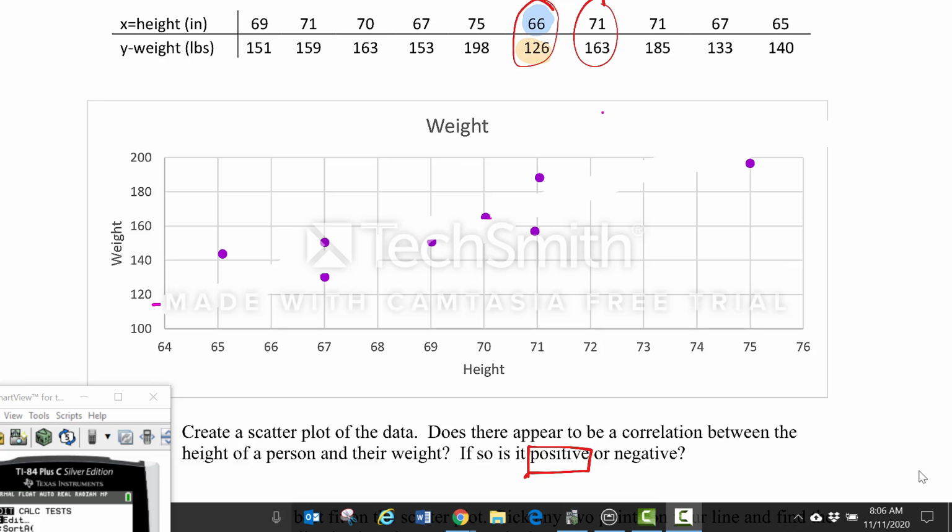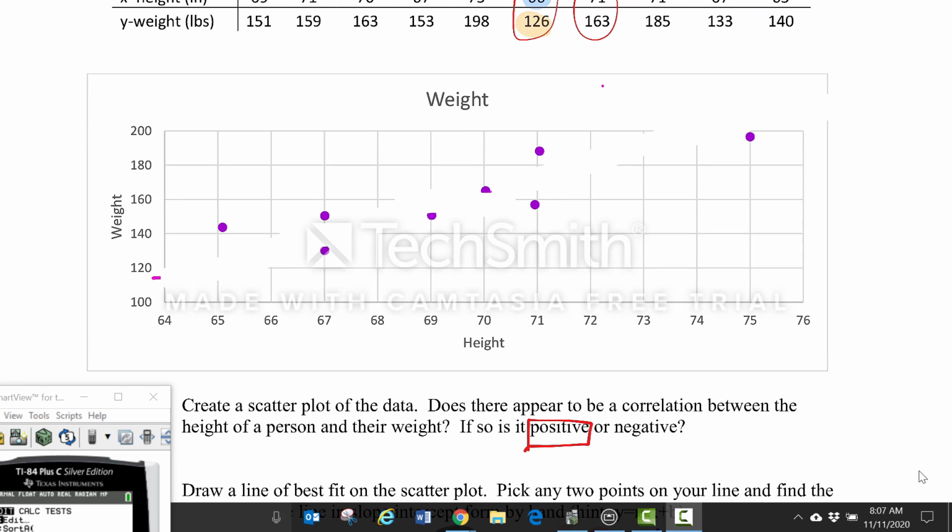All right. Draw a line of best fit on the scatter plot. Pick any 2 points on your line and find the equation of the line. You can pick my points or your own points. But just do me a favor, sketch a line in the middle of this that you think goes through all the points. That one is mine. Does yours look the same? Is it off a little?